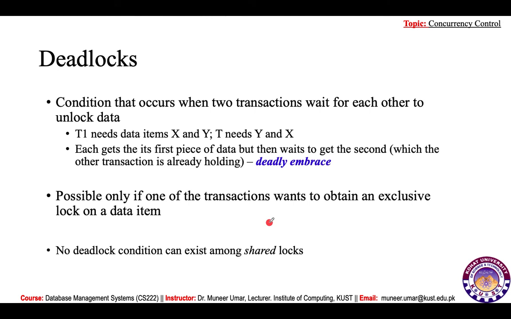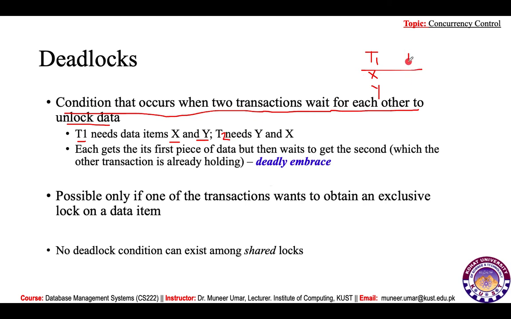Due to locks, we may face deadlocks. A deadlock is a condition that occurs when two transactions wait for each other to unlock data. Here we have an example. Suppose we have two transactions T1 and T2, and T1 needs data item X, and after X, Y to complete its operation. We can write it like this. Here we have T1, which needs X and then Y.